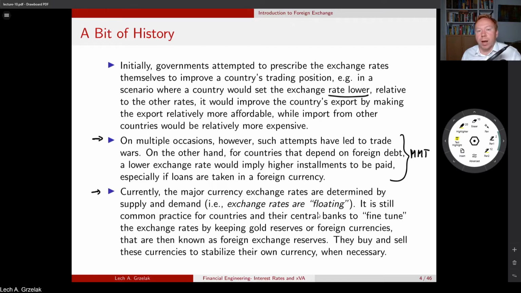If a country would like to use reserves, every central bank typically keeps reserves in case it is necessary to strengthen their own currency. Those reserves could also be used to somehow manipulate those rates. This is something that we have seen already in the past, and I'm pretty sure this will also happen in the future. Central banks still keep some gold reserves.